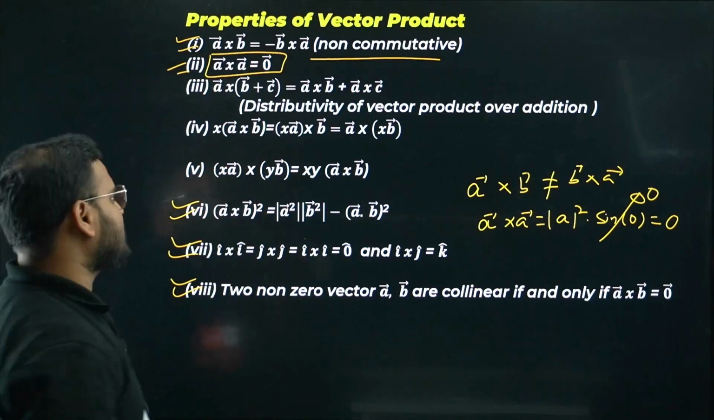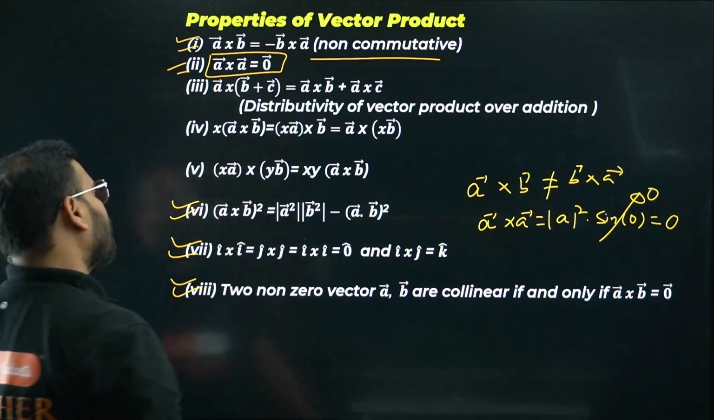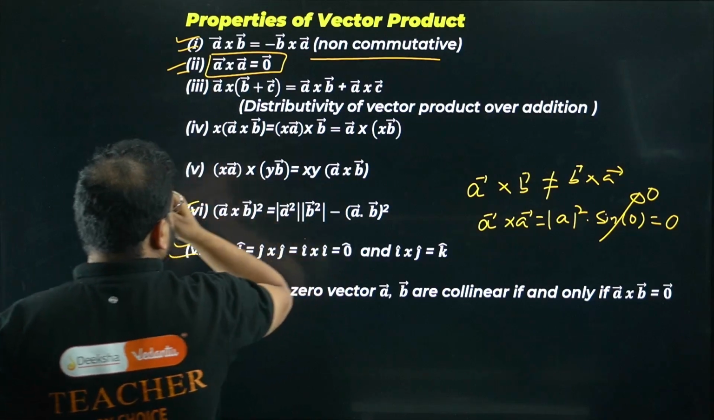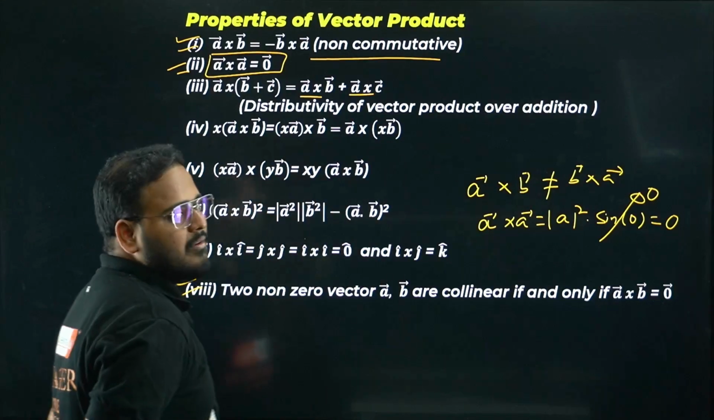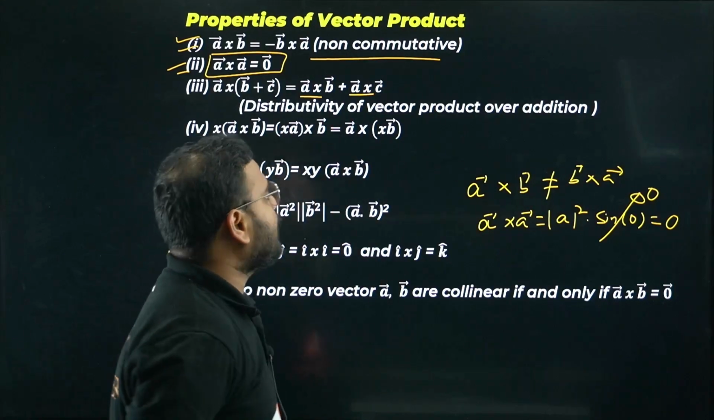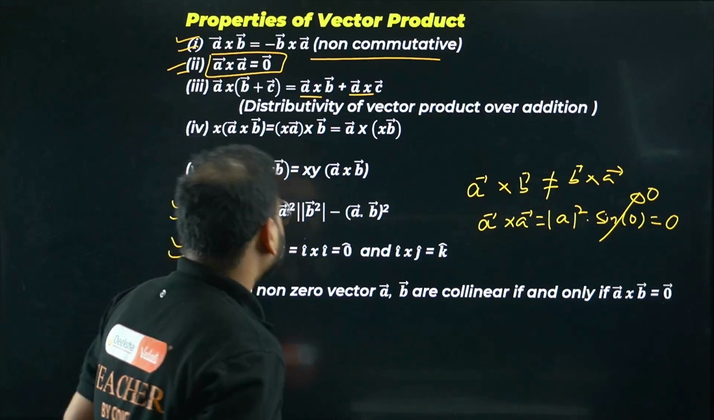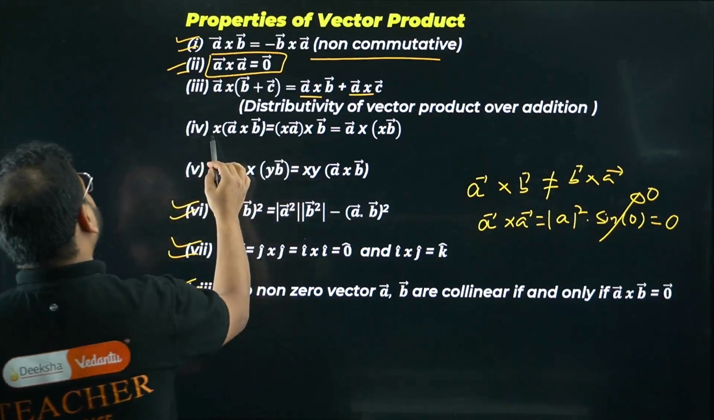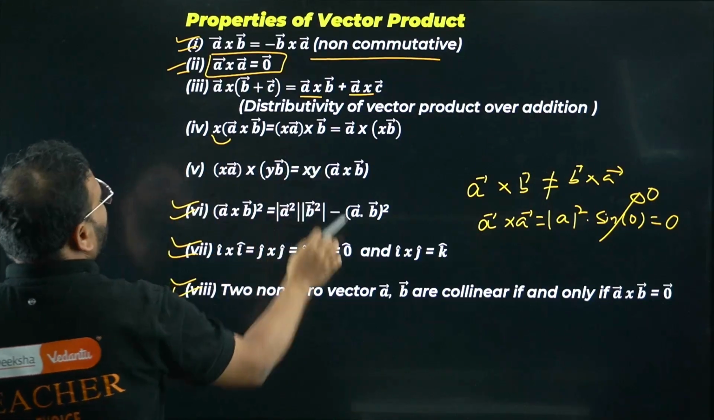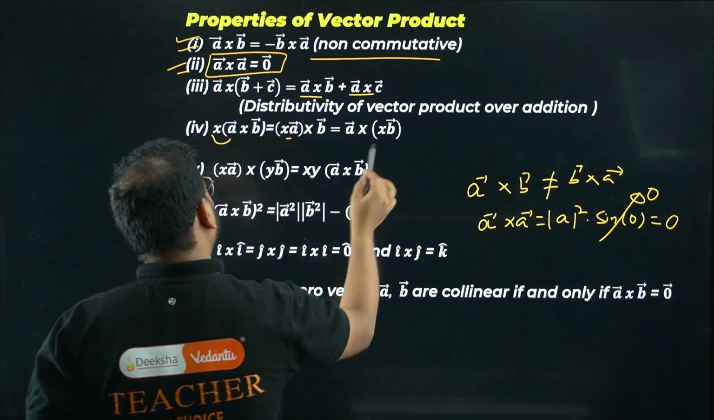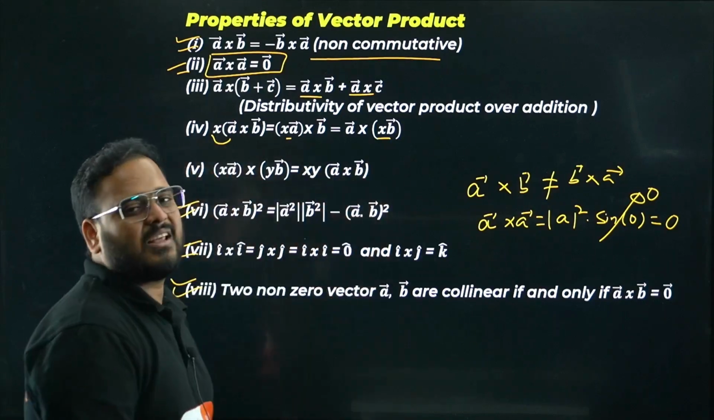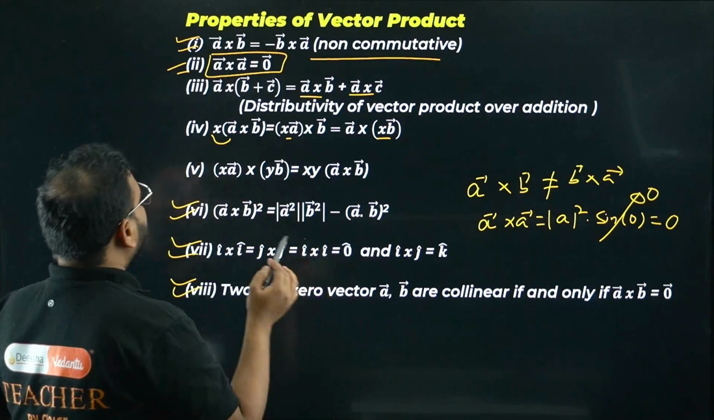Also, A cross (B plus C): the distributive property is true over here. You write A cross B plus A cross C, with the summation. So distributive property over addition. What next now? You can multiply a constant scalar to any of them. x times (A cross B) will remain the same. Multiplying x to the product, or x to A, or x to B will not change it. x is a scalar, right? Will not change. Okay. What now?